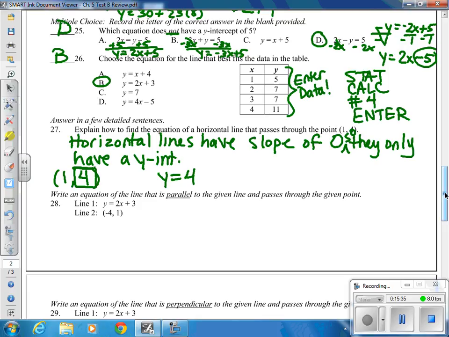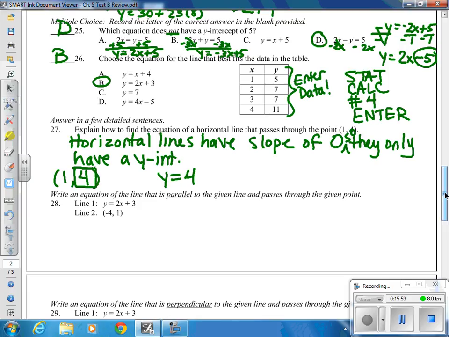On the test, I could easily take the same question and turn it around and ask you how to find the equation of a vertical line that goes through an ordered pair. And you would have similar responses to this, but obviously it won't be a slope of 0 and the answer won't be y equals. So pay attention to what's being asked and how you need to respond to it.